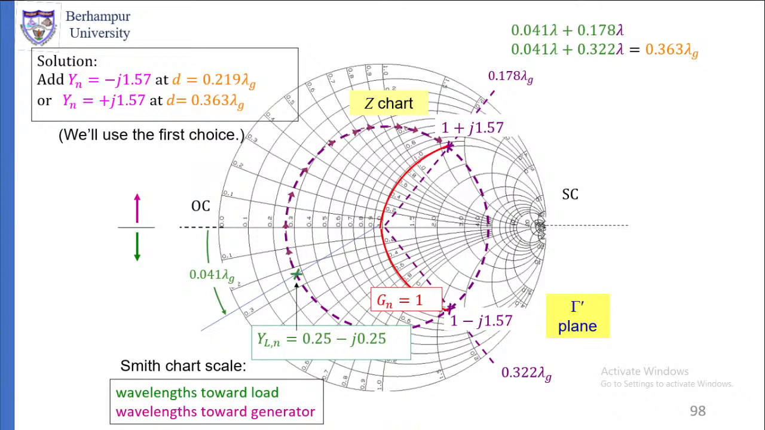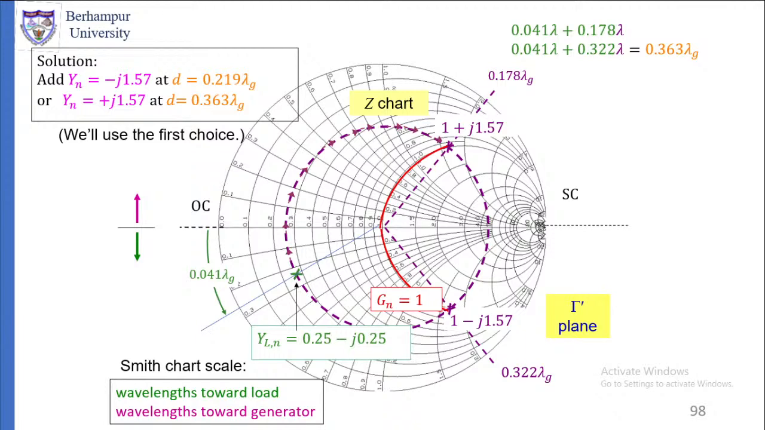So the total length, that is from the normalized load to the first intersection point, is 0.041 lambda g plus 0.178 lambda g. So that gives us d is equal to 0.219 lambda g, the length of the transmission line from the load.